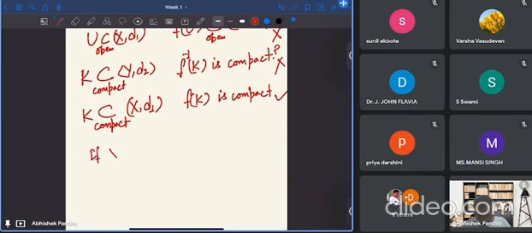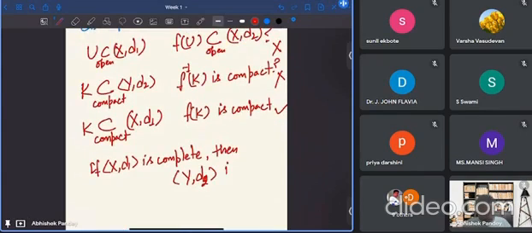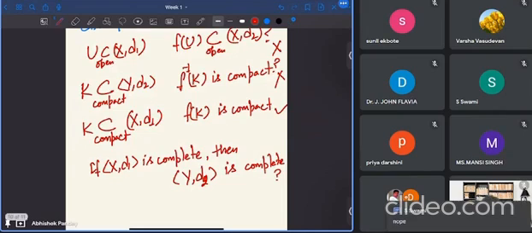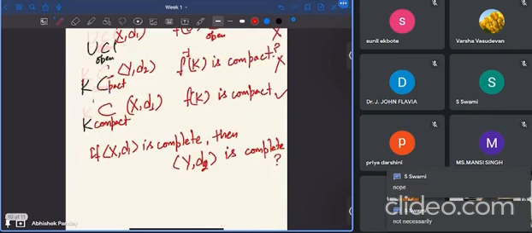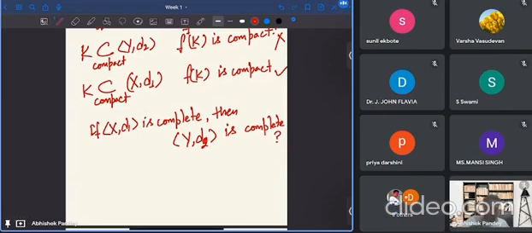Now this thing. If (X, d1) is complete, then (Y, d2) is complete. Is it true? It means that if you have a continuous function between two metric spaces, if the domain space is complete, can we say that the codomain space, or the range space, or the target space is complete?